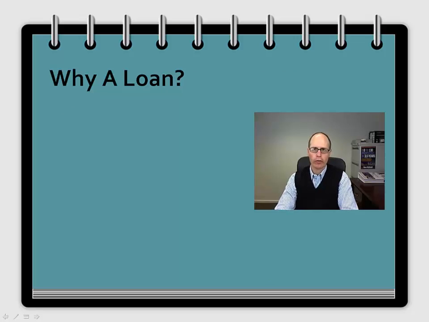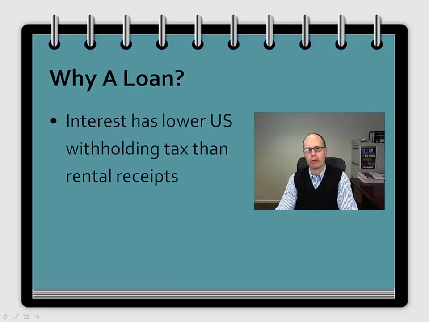Now, why a loan? The answer to that question is because interest returns in the United States have a lower withholding tax than rental receipts. So in other words, what we want to try and do is minimize the amount of tax that is taken out at the United States level. And the way that we do that is by sending some of the money over as a loan, because then we get an interest repayment, and some of it as an equity investment in the form of units.